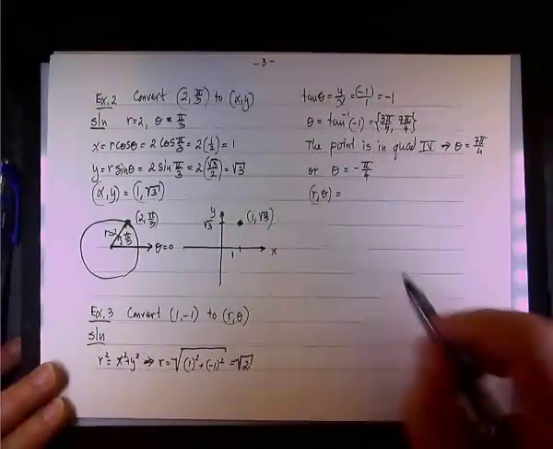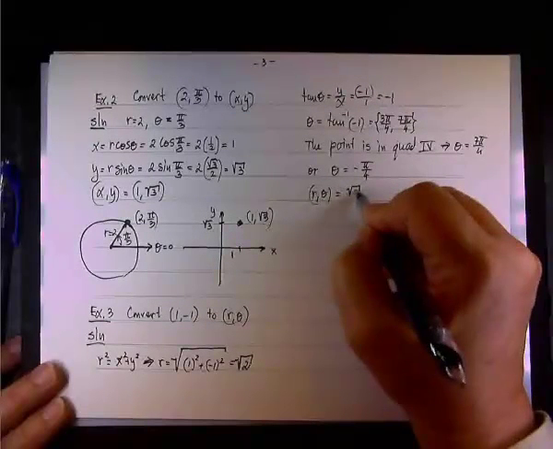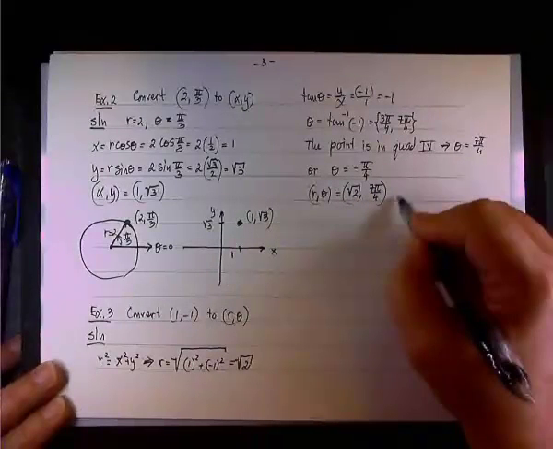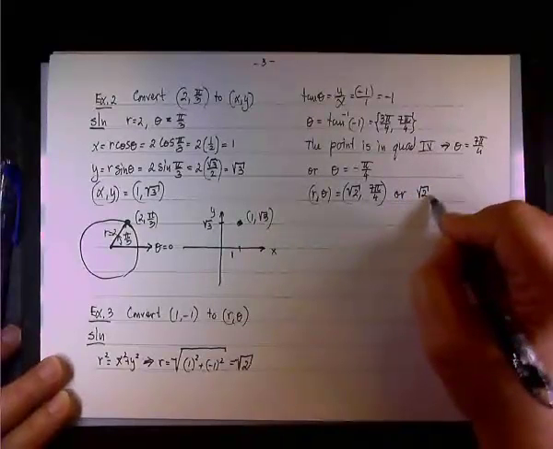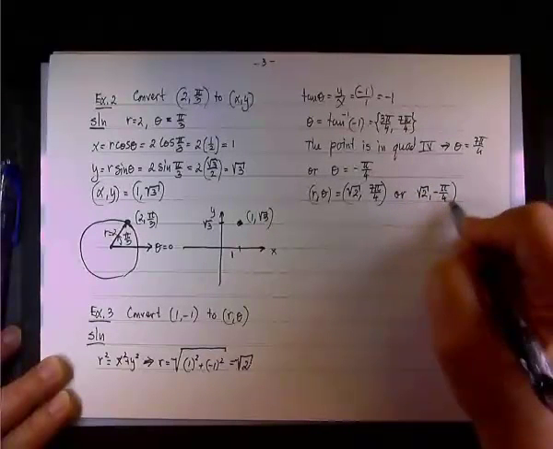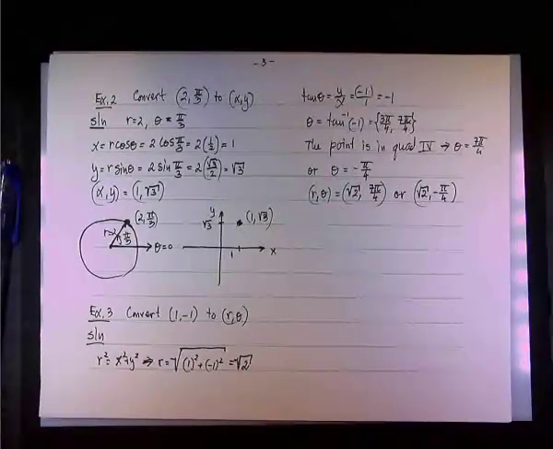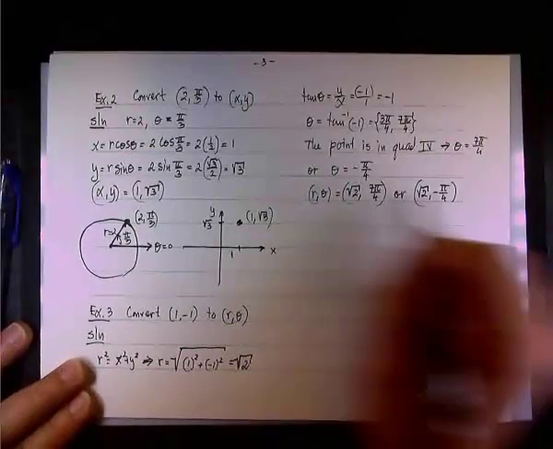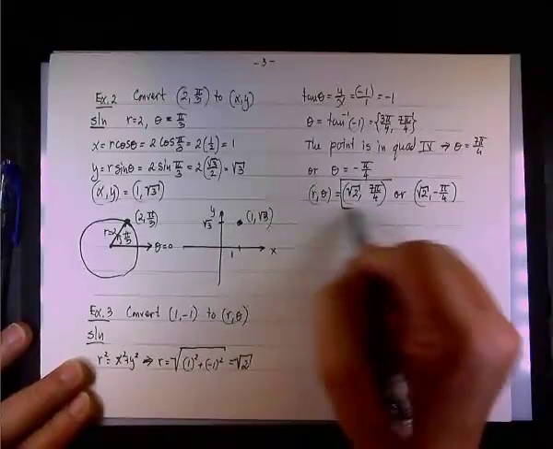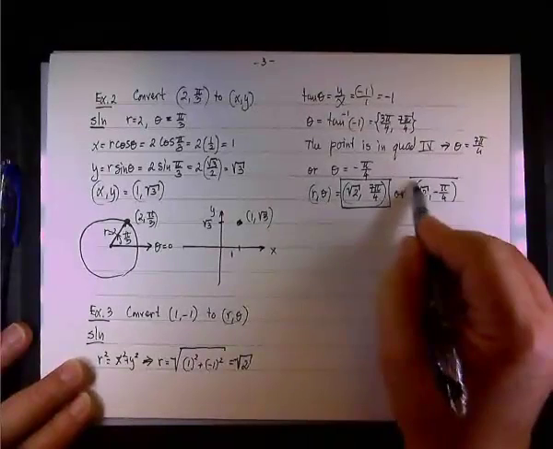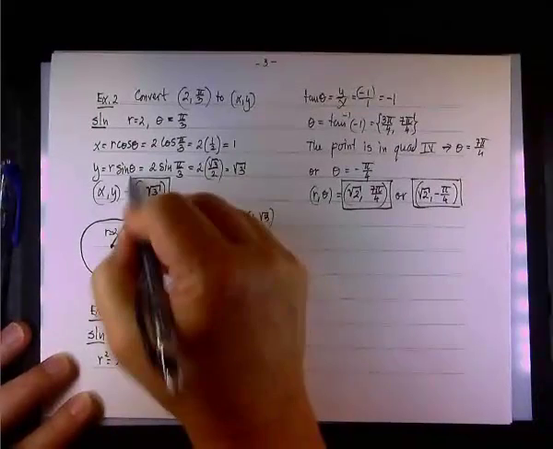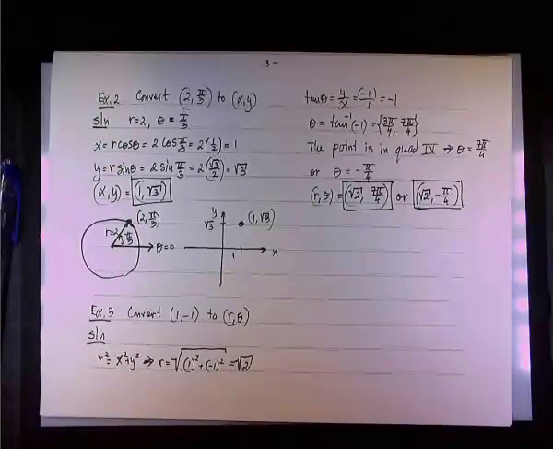Okay? So now we have our theta. We can express it in terms of (square root of 2, 7 pi over 4), or (square root of 2, negative pi over 4), like so. Okay? And so we have two solutions here. Well, as we said, we have more solutions if you're willing to rotate more than one time.